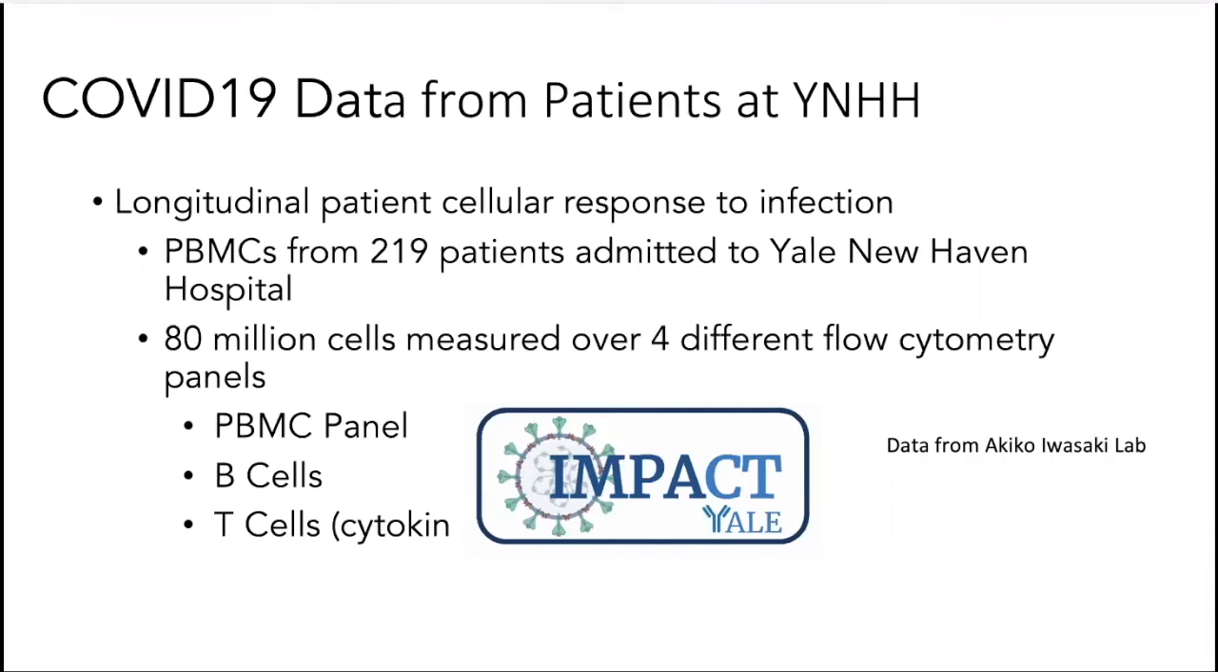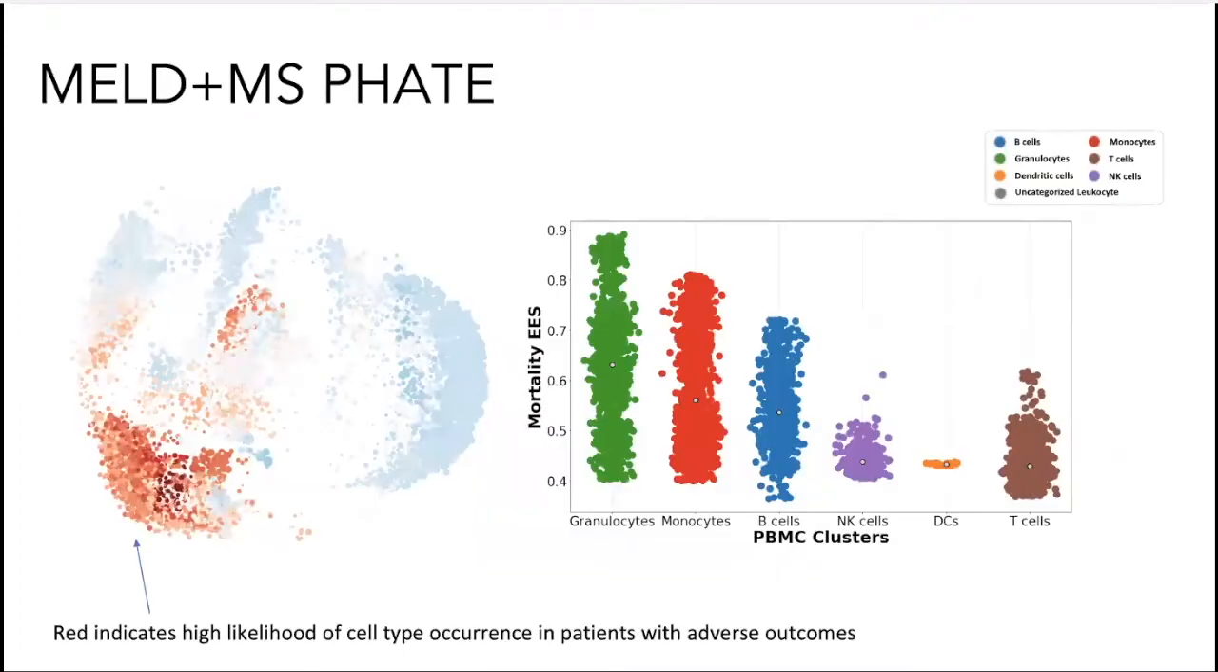We also received a lot of single-cell COVID data from patients admitted to Yale New Haven Hospital. There were a total of 80 million cells measured from 4 different flow cytometry panels. One of the panels we visualized on all of the patients enrolled in this study. Here we have a certain granularity that we're visualizing with multiscale PHATE, and we've colored it by the MELD likelihood scores. This gives you a very particular part of the manifold that's enriched in patients who had an adverse outcome. That means they died or went to hospice.